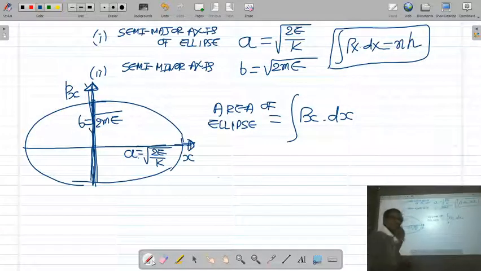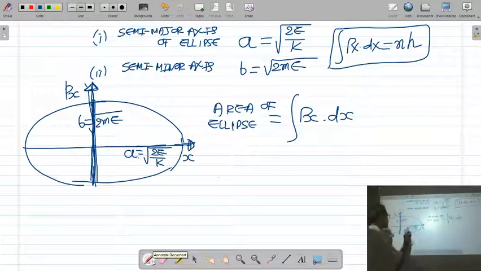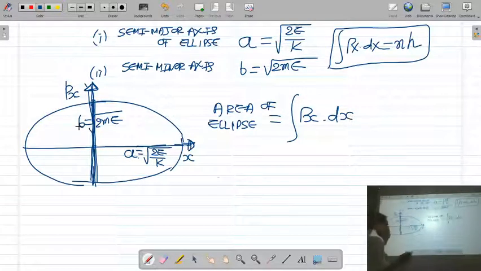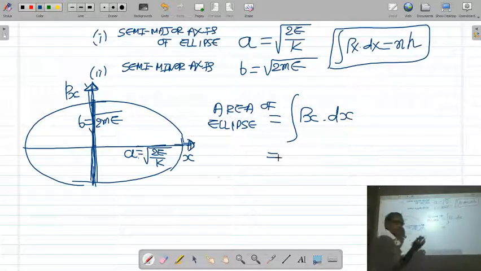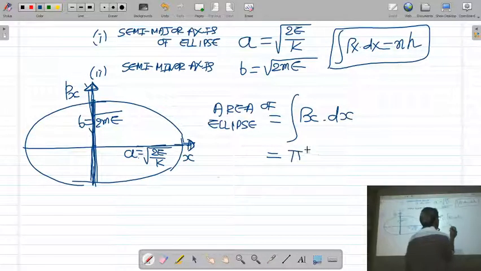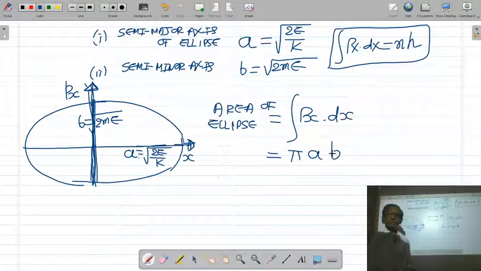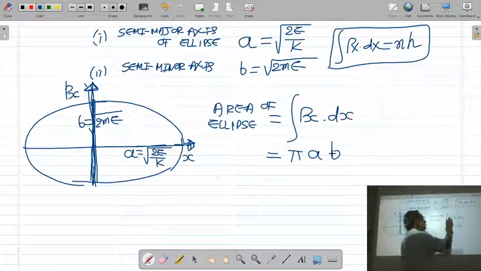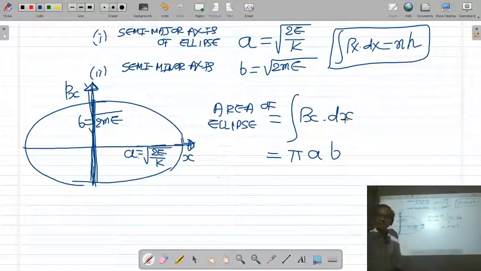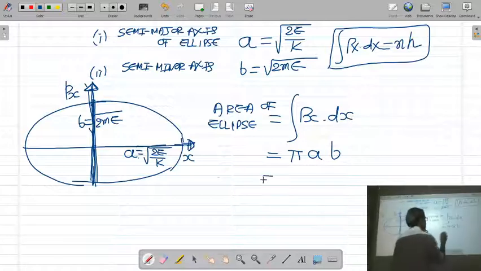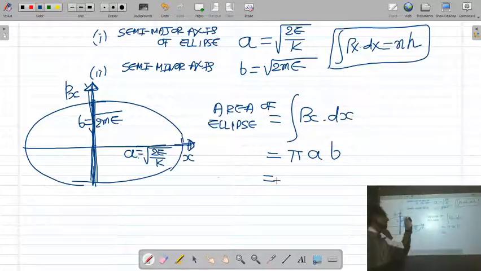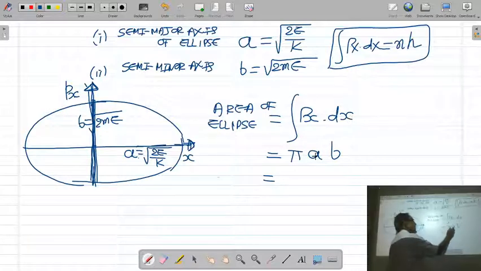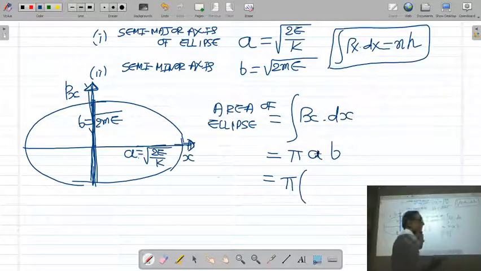And you know that pi r square is the area of circle. If A is the semi-major axis of the ellipse and B is the semi-minor axis of the ellipse, then area of this ellipse will be pi AB. If you substitute the values of A and B, you will get the value of integration of px dx. Let us put the value of A and B. So let us calculate the area of this ellipse, which is defined by pi into semi-major axis A into semi-minor axis B.